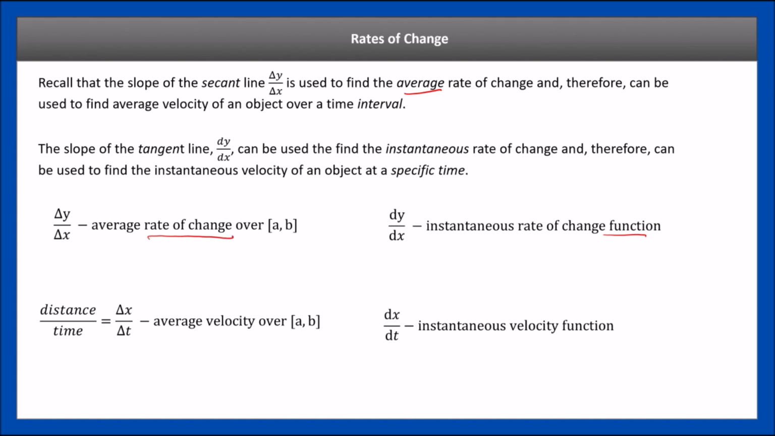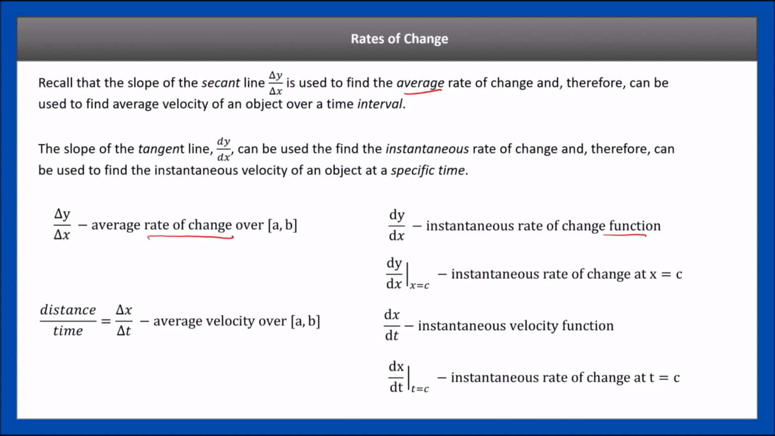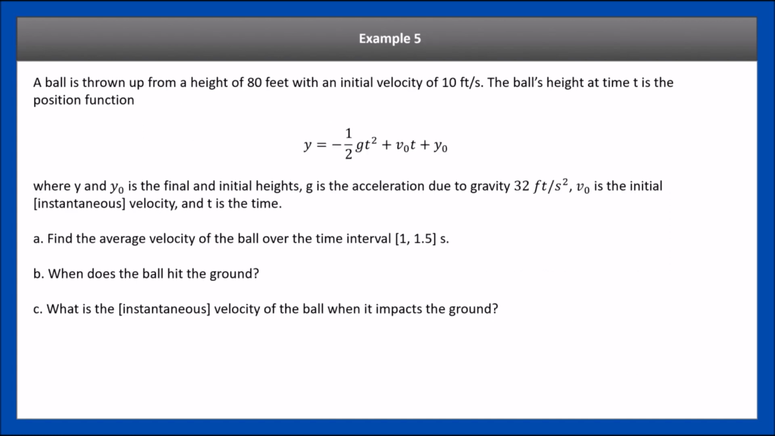Y could be the speed. Y could be the distance. If you're going up and down, we traditionally call that y, right? If you go left to right, we traditionally call that x. So you could have dy dt. It doesn't have to be dx dt. Okay, it could be any variable that you want to use for distance. And then dy dx at x equals c is the instantaneous rate of change. So this symbol right here with x equals c means you're plugging c into the derivative, right? To get a specific value. And then this here is the instantaneous velocity at a specific time.